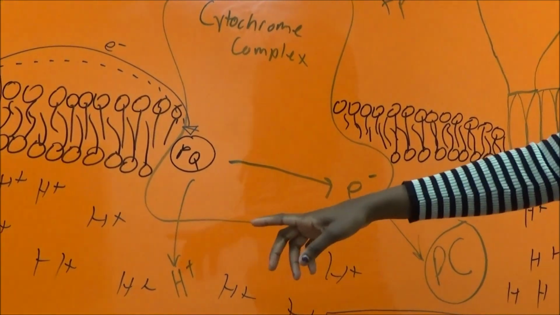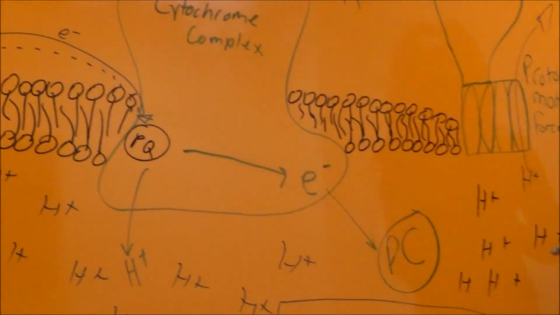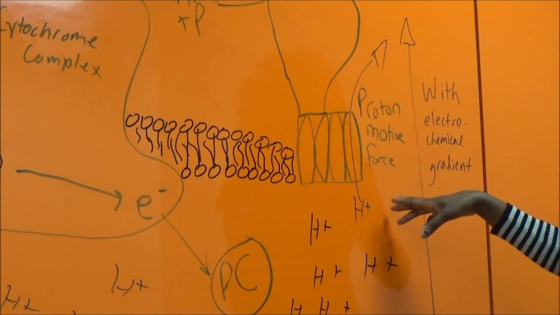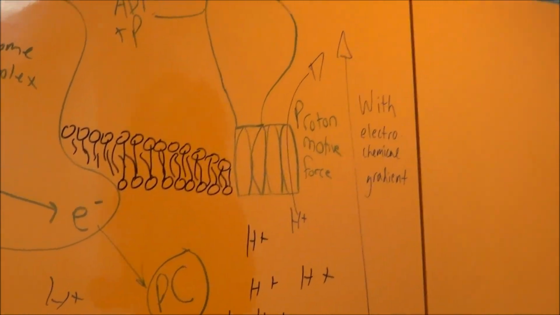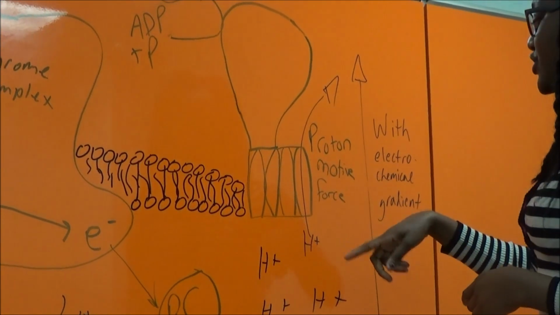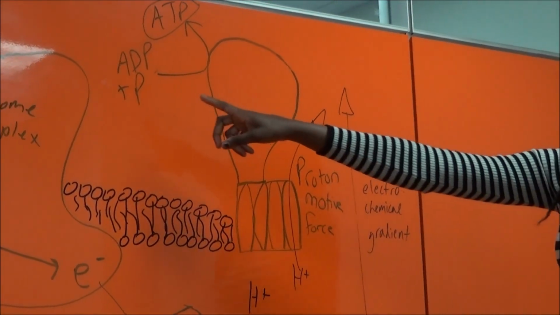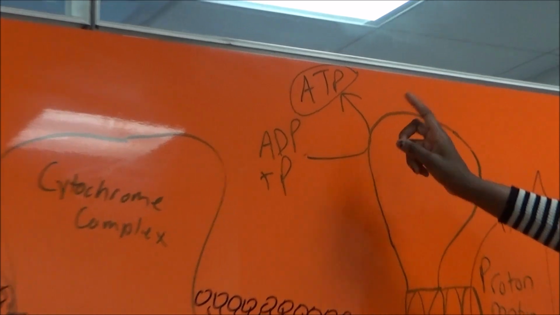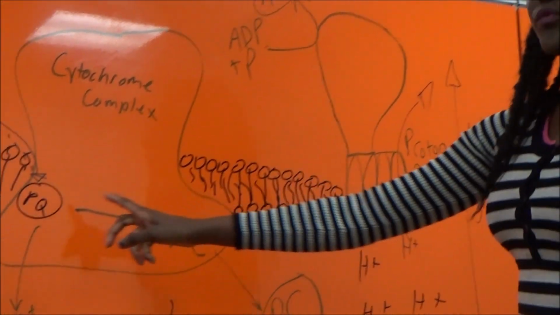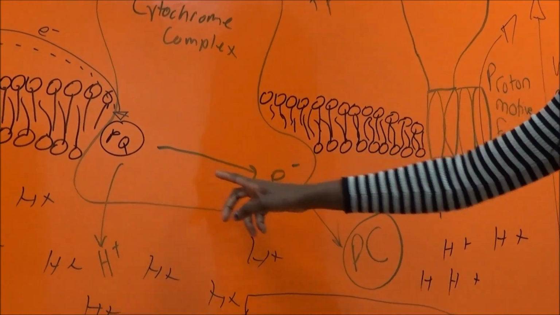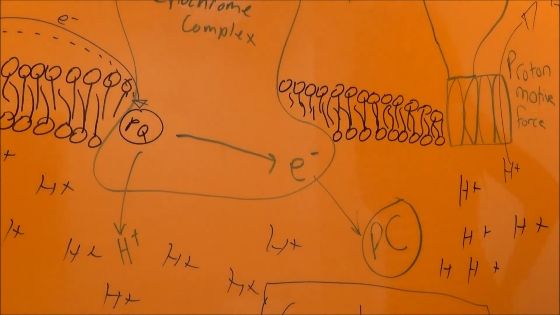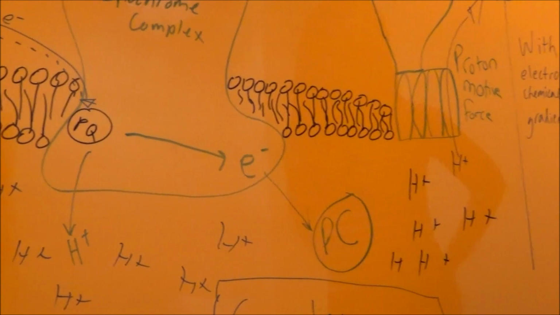So because of this electrochemical gradient, the proton pump, which is also known as the ATP synthase, allows hydrogen ions to pass through. And as hydrogen ions are passing through, ADP is converted to ATP by the addition of a phosphate. The electron that is oxidized from the PQ gets into the PC, which we don't really have to discuss right now.